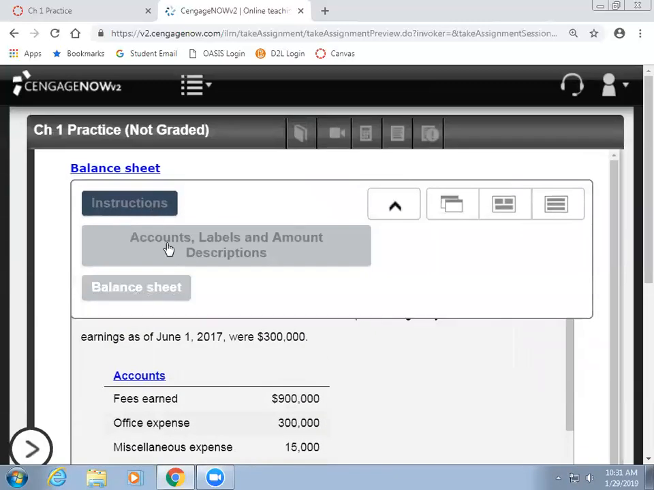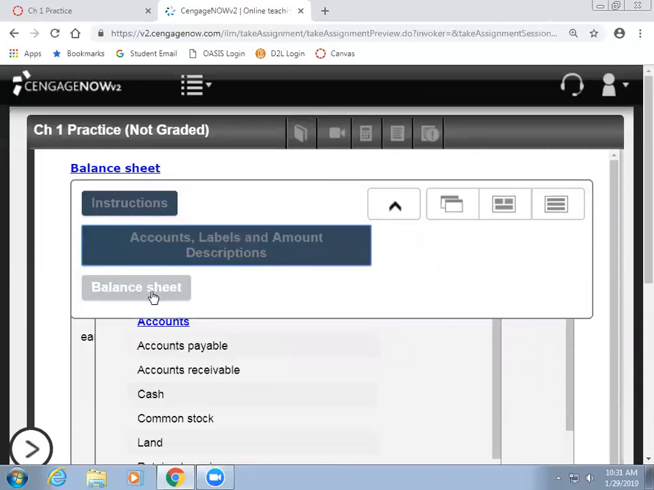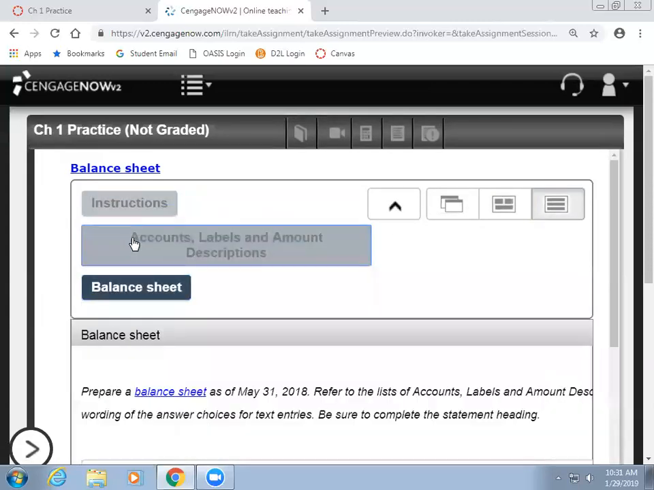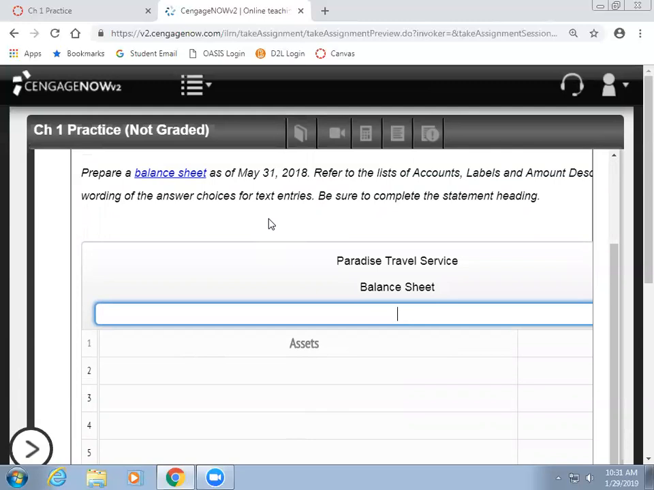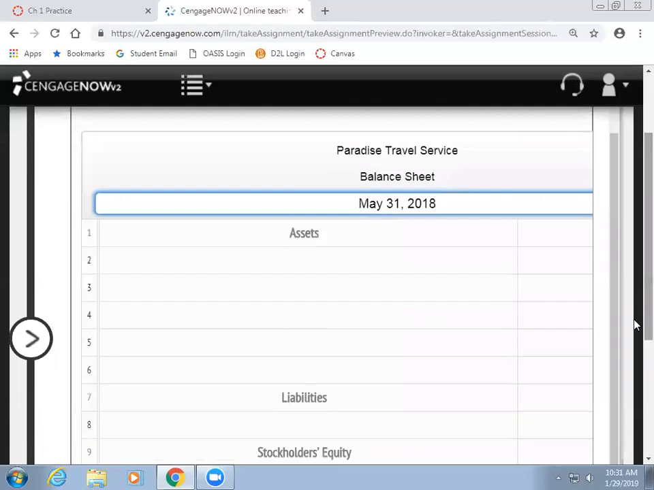Again, you can bring up your accounts and your labels and your descriptions, but I'm going to bring up the actual balance sheet. Okay. So what's different about a balance sheet is when we put in the date, we just always put today's date. So I'm just going to type May 31st, 2018. Okay, so you still have your company name and your statement header, but then on the balance sheet, you just put today's date, because what we're saying is as of today, these are our account balances and they do balance. Okay.